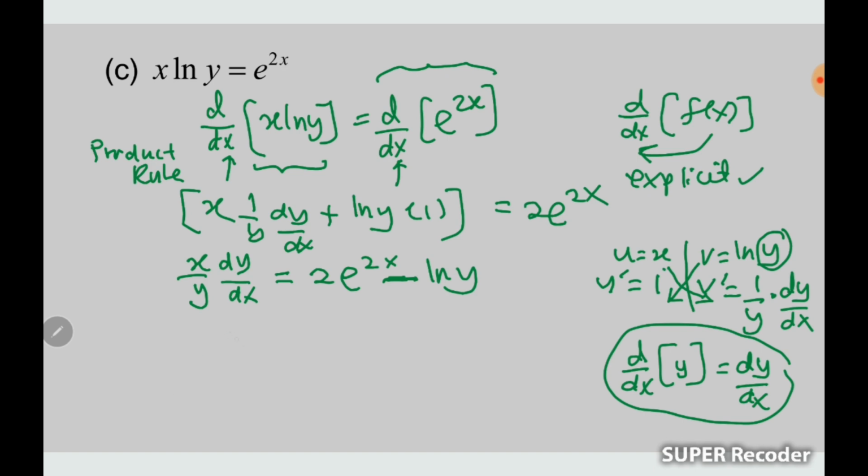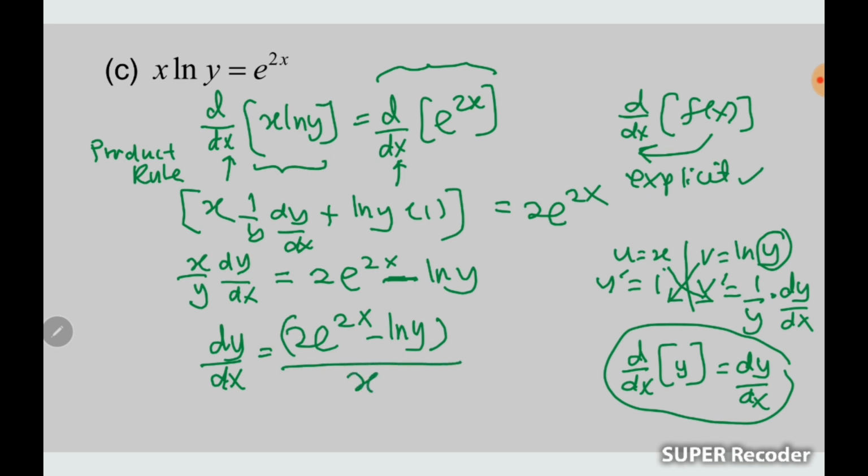Therefore, our final answer is dy/dx equals (2e^(2x) minus ln y), then you have to divide by x and multiply with y. Okay, so this is our final answer. Got it? Okay, thank you.